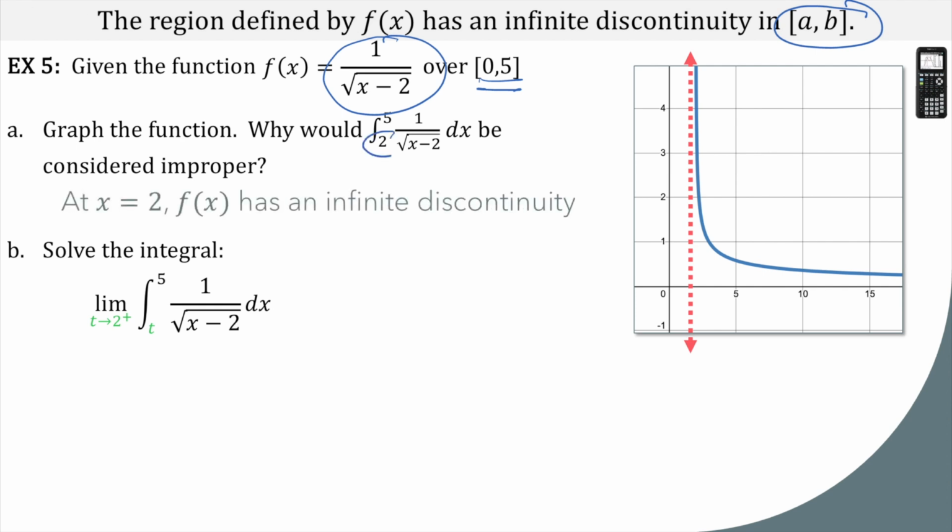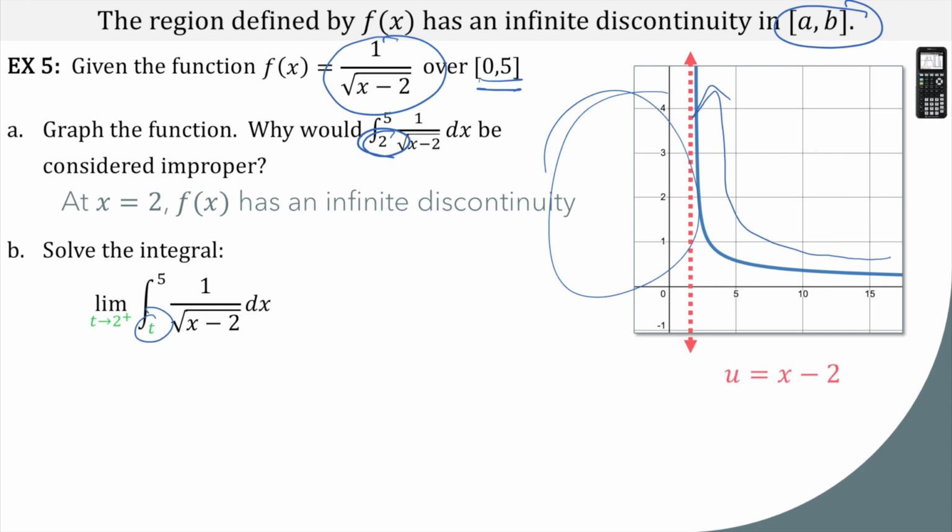So if 2 is a problem, we can't have it as one of our bounds. So what we have to do is rename 2 as t, and then take the limit as t approaches 2 from the right. The graph doesn't even exist to the left. Now let's solve the integral. We're going to have to use u substitution on this one.